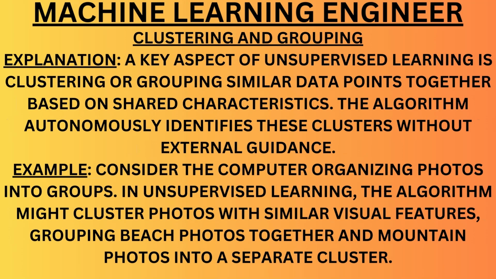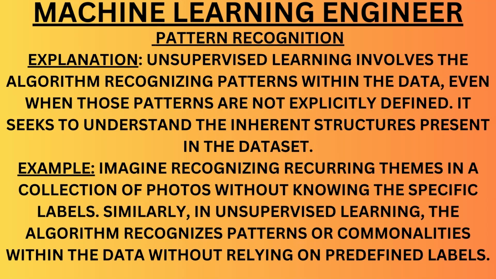Clustering and grouping. Explanation: a key aspect of unsupervised learning is clustering or grouping similar data points together based on shared characteristics. The algorithm autonomously identifies these clusters without external guidance. Example: consider the computer organizing photos into groups. In unsupervised learning, the algorithm might cluster photos with similar visual features, grouping beach photos together and mountain photos into a separate cluster.